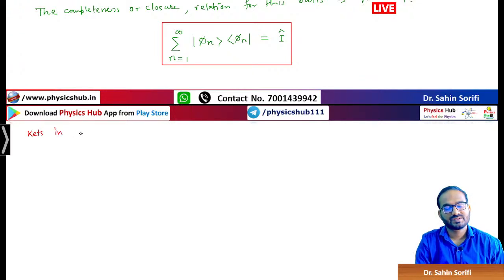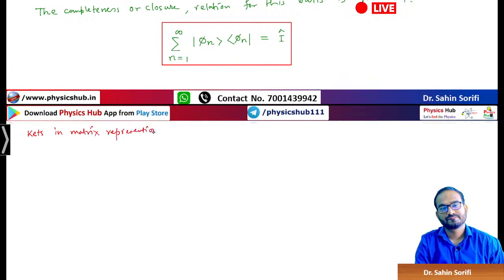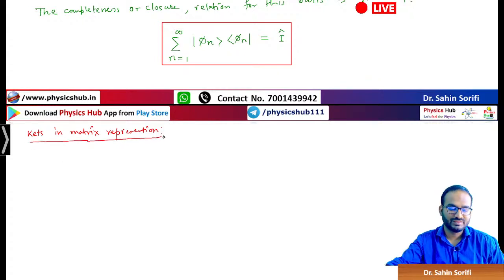Kets in matrix representation. This is very interesting. Just try to follow. You'll understand eventually. No more, not a big deal.